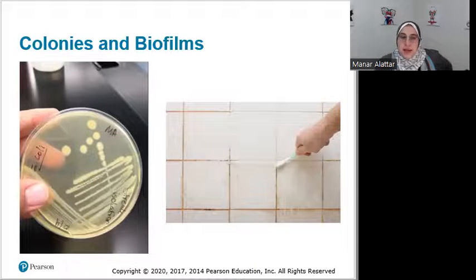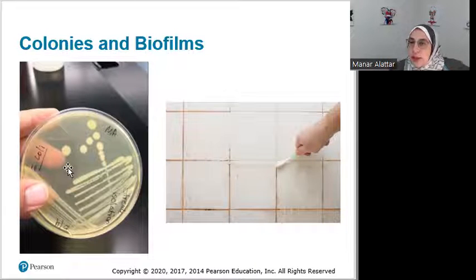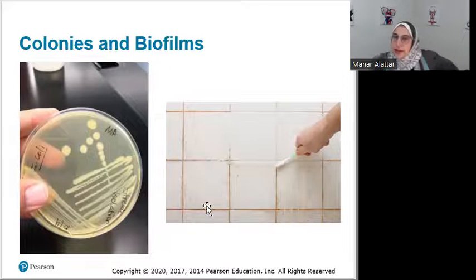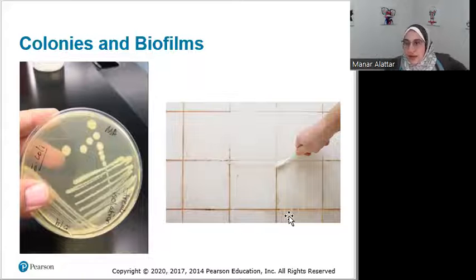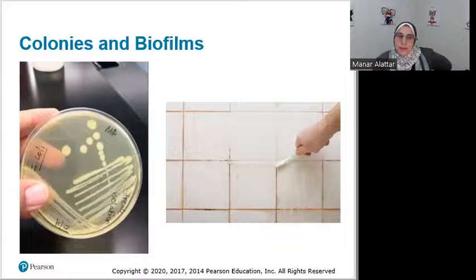So here is an example of colonies. We're going to see this played again later on, and then I'll give you a link to how we actually do this method where we can see individual colonies, or we might see microorganisms in various settings in the environment where they grow in aggregate. And we're going to talk about how they might do this and why that might be beneficial to them.